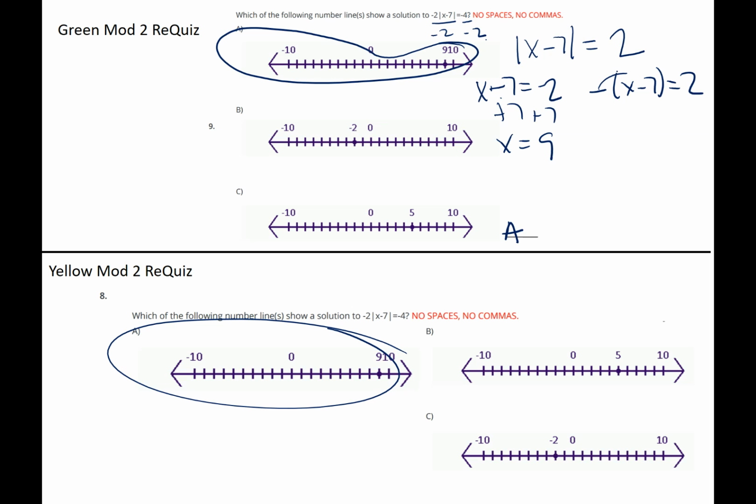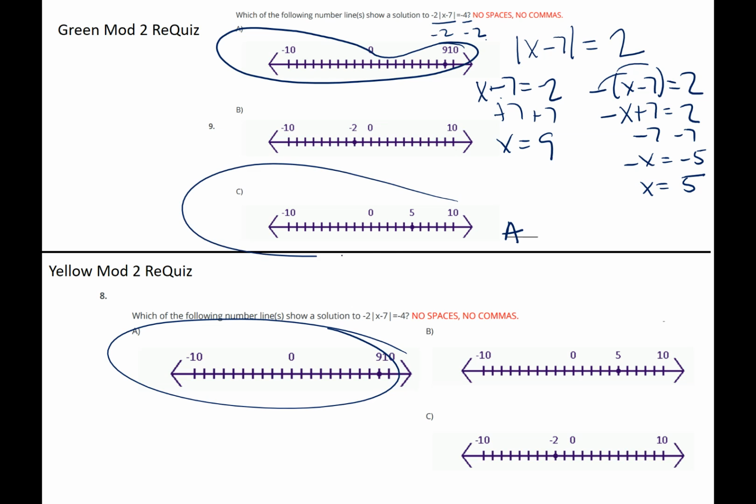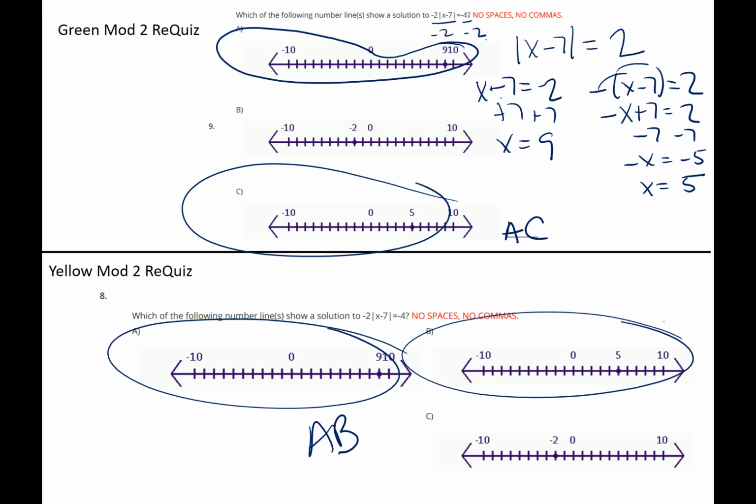And then here we're going to distribute the negatives. So negative x plus 7 equals 2. I'm going to subtract the 7, so you get negative 5, and we're going to divide by the negative, so you get 5. So the other one where the dot is 5 is C. So you would type in A and C. On this one, it would have been A and B.